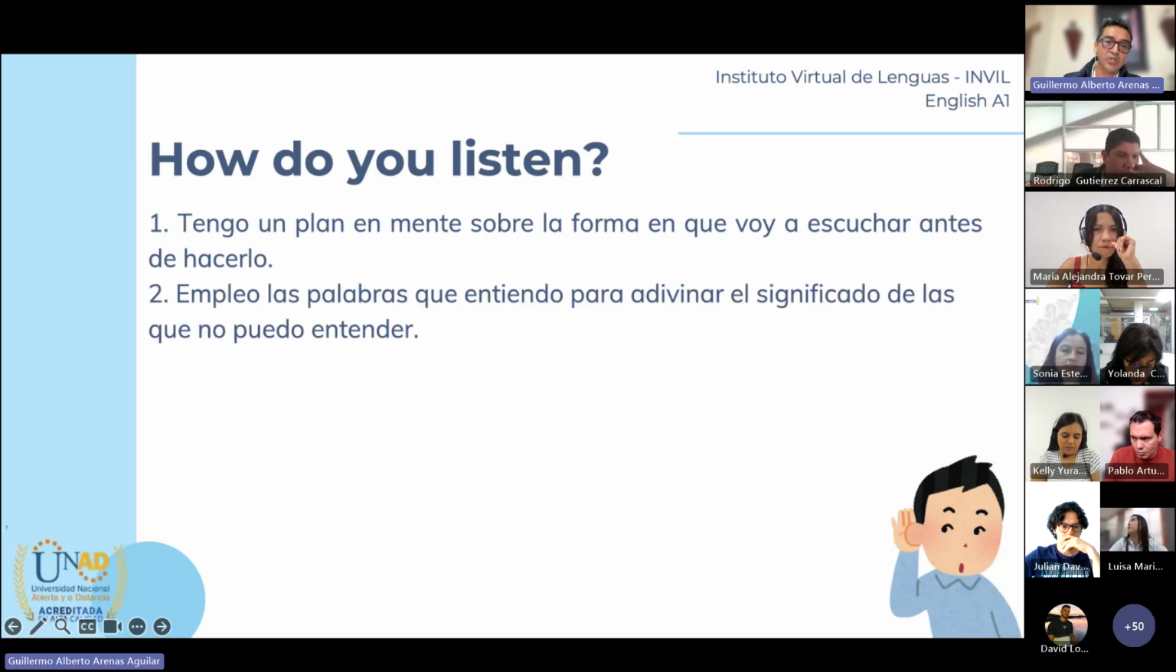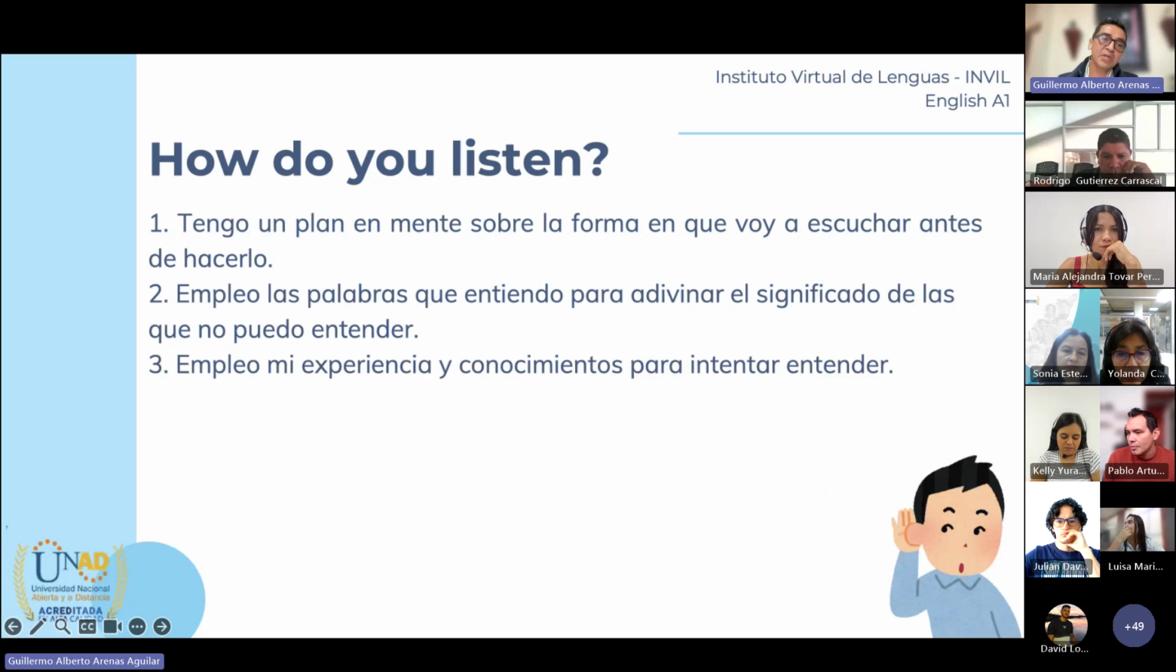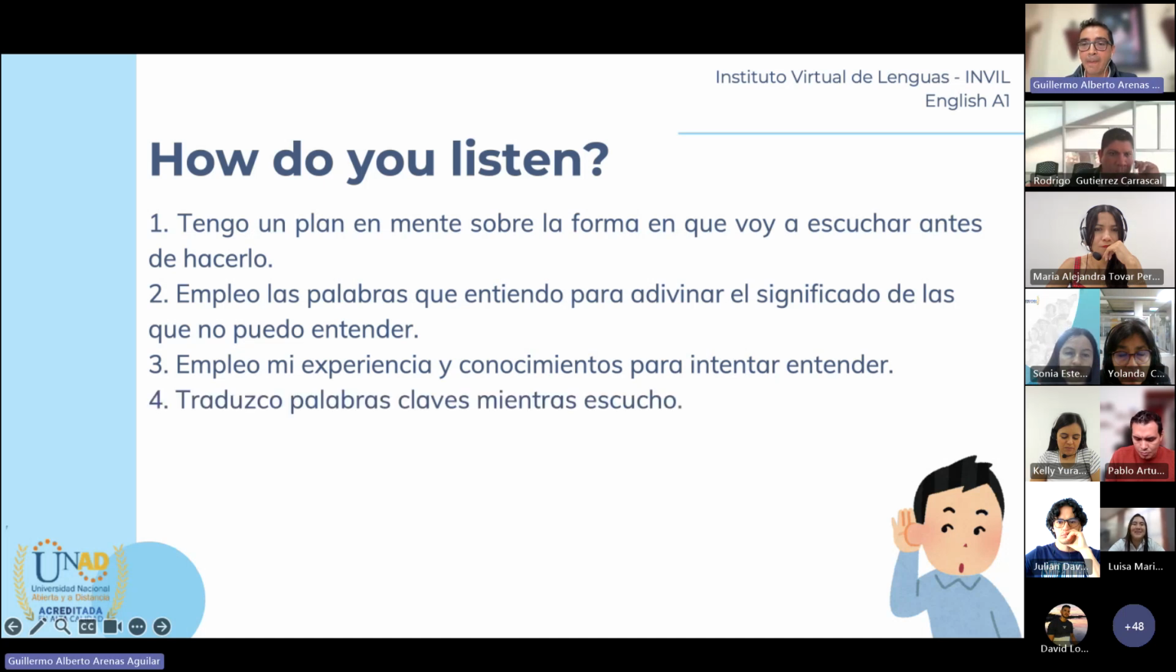The second one is I use words that I understand to guess the meaning of the words that I don't understand. For example, if I know some vocabulary about the topic that is presented to me, well, I'm gonna try to connect those words that I know with the things that I'm gonna be listening to. Okay. The next one is I use my experience and knowledge to try to understand. Again, based on experience that they have.